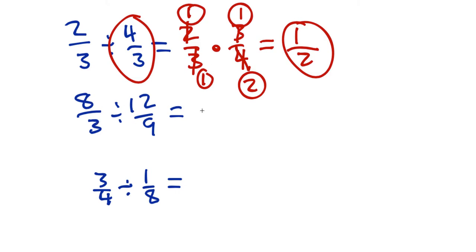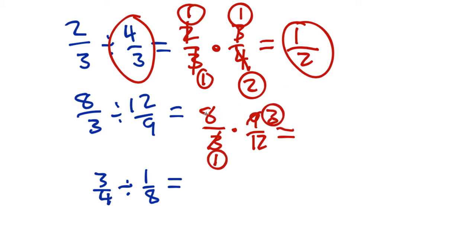Let's see if the magic happens again. 8/3 divided by 12/9. I'm going to rewrite this as 8/3 times 9/12. Oh, what luck. We can do a lot of cross canceling. 3 and 9: 3 is a factor of both. That goes once, that goes 3 times. 8 and 12, I'm thinking 4. Let's do 4 and 12. That goes 3. 4 and 8, that goes 2.